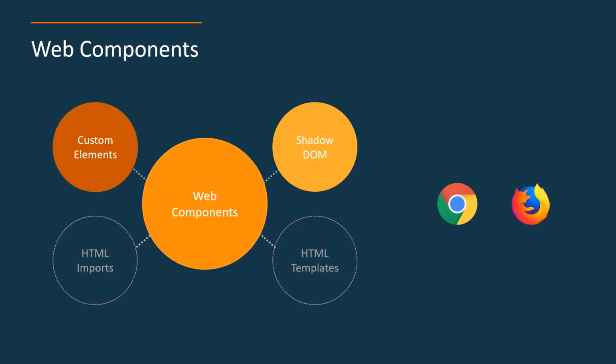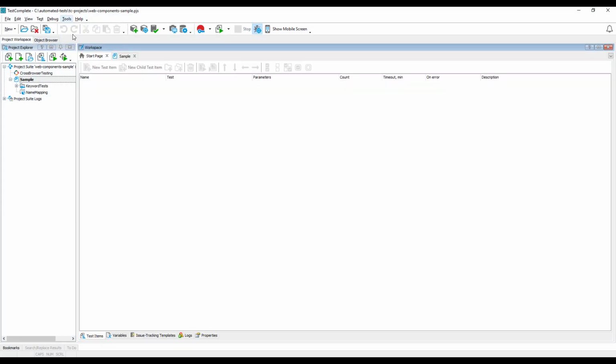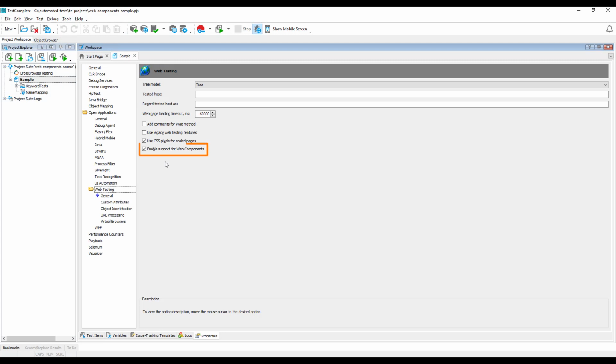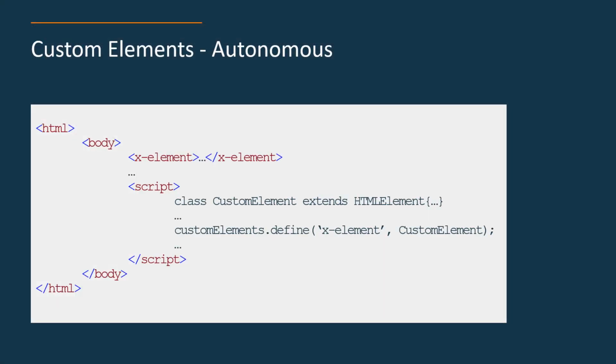With TestComplete, you can create tests for web applications that use custom elements and Shadow DOM. To create these tests in TestComplete, the following Enable Web Components Support option must be enabled. In all new projects that you create in TestComplete 14 and later, the option is already enabled. In projects migrated from earlier TestComplete versions, you need to enable it manually. Now let's see how support for Web Components works.